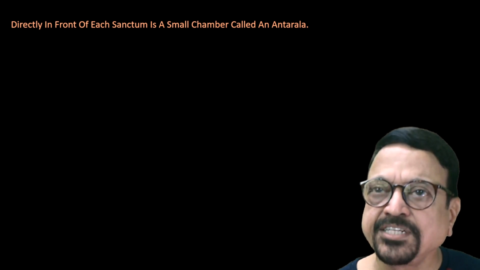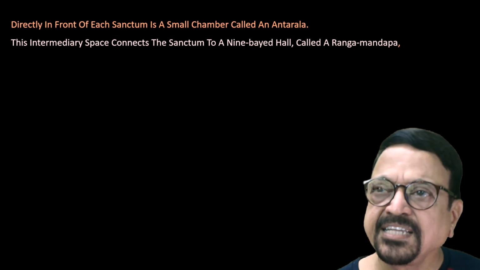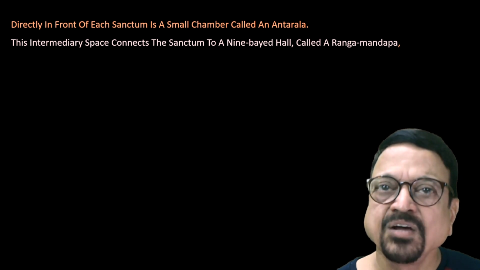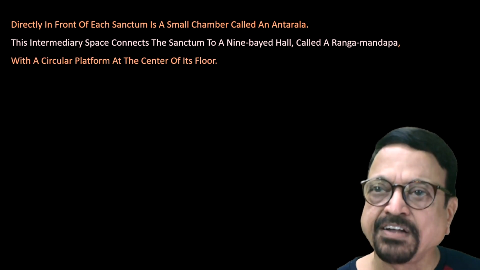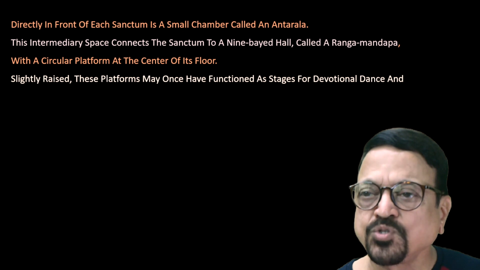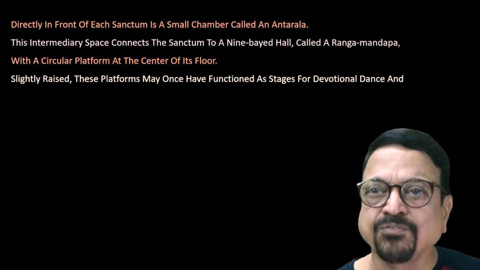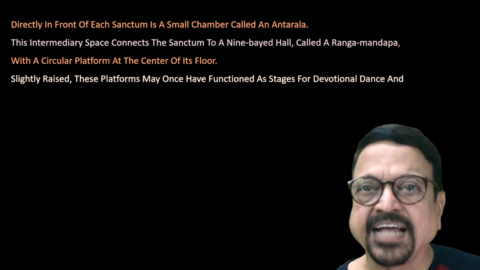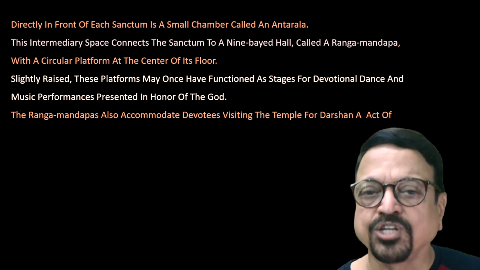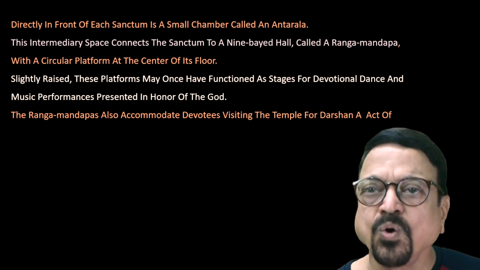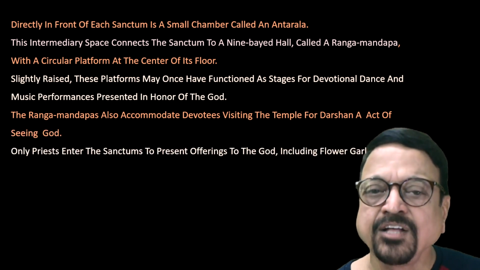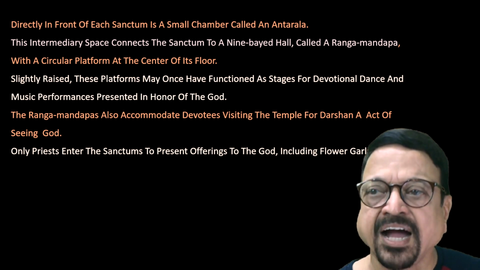Directly in front of each sanctum is a small chamber called the antarala. This intermediate space connects the sanctum to the nine-bay hall called the Ranga Mandapa, with a circular platform in the center of the floor made for dances and for people to perform social activities. Slightly raised, this platform may have functioned as a stage for public functions on auspicious days. The Ranga Mandapa also accommodates devotees visiting the temple for darshana and to spend some time here so that they can get peace of mind.